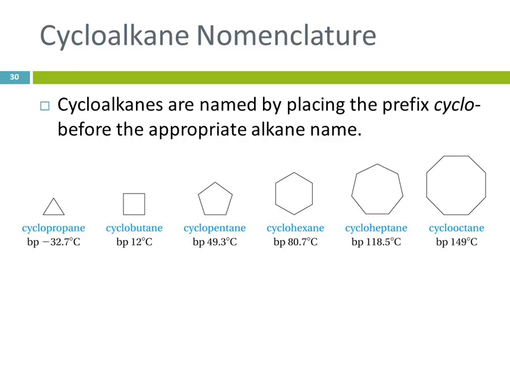We name these by looking at the number of carbons in the ring and using the same prefixes as we did for the straight acyclic alkanes, and we put this prefix cyclo in front of it. So here this has 4 carbons. 4 carbons is butane. They're in a ring, it's cyclobutane. This has 8 carbons in a ring, it's cyclooctane.